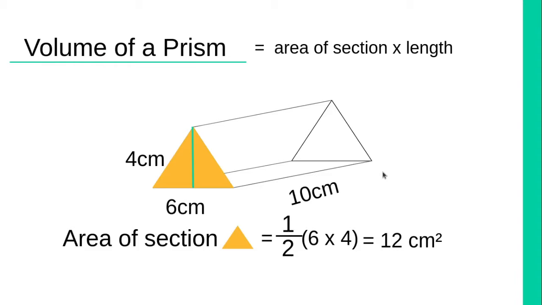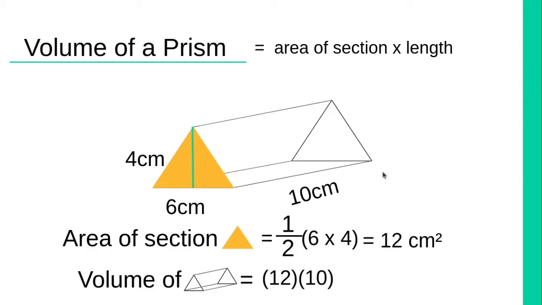So now to calculate the volume of the prism, we have to multiply the area of the section times the length. So this is 12 centimeters times 10 centimeters, and this gives us 120 cubic centimeters.